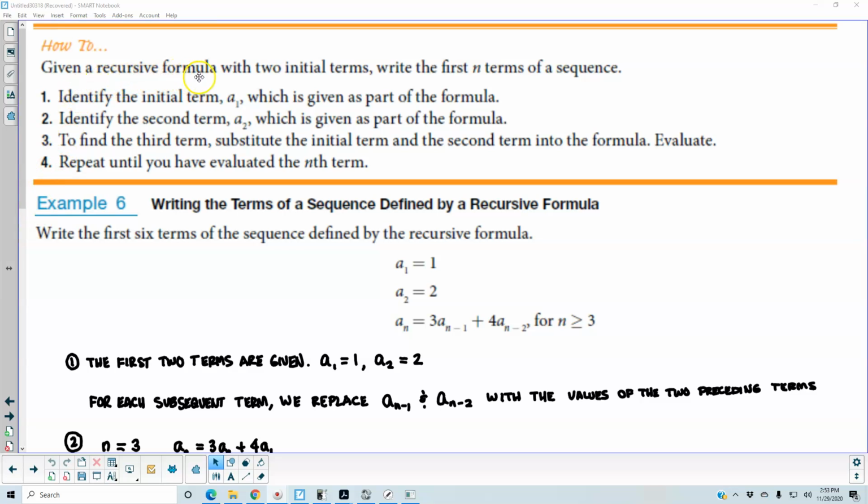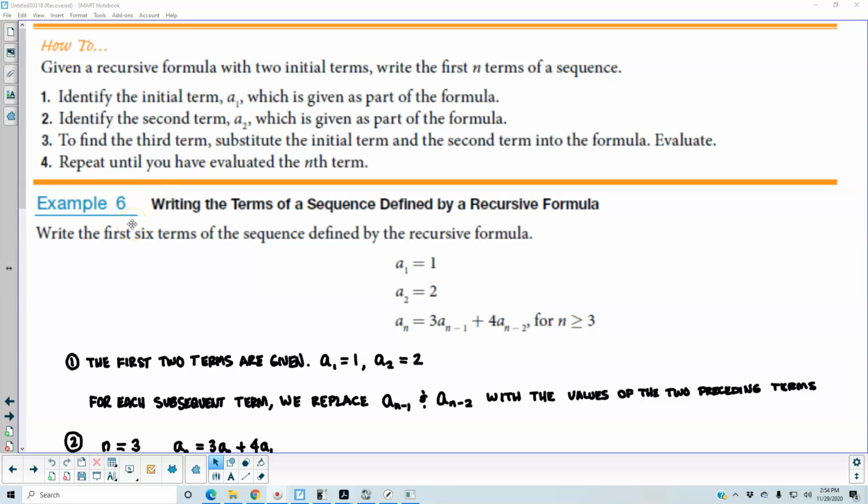Given a recursive formula with two initial terms, write the first n terms of a sequence. Number one, we're going to identify the initial term, which is given as part of the formula, which is the first term. Identify the second term, which is given as part of the formula. Number three, to find the third term, we're going to substitute the initial term and the second term into the formula and then evaluate. And then repeat until you have evaluated the nth term.